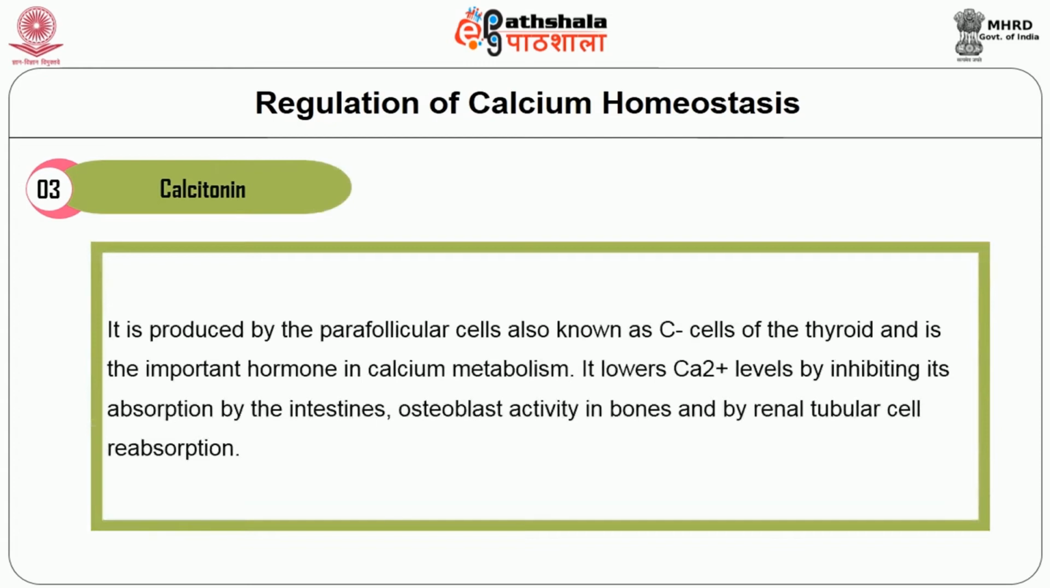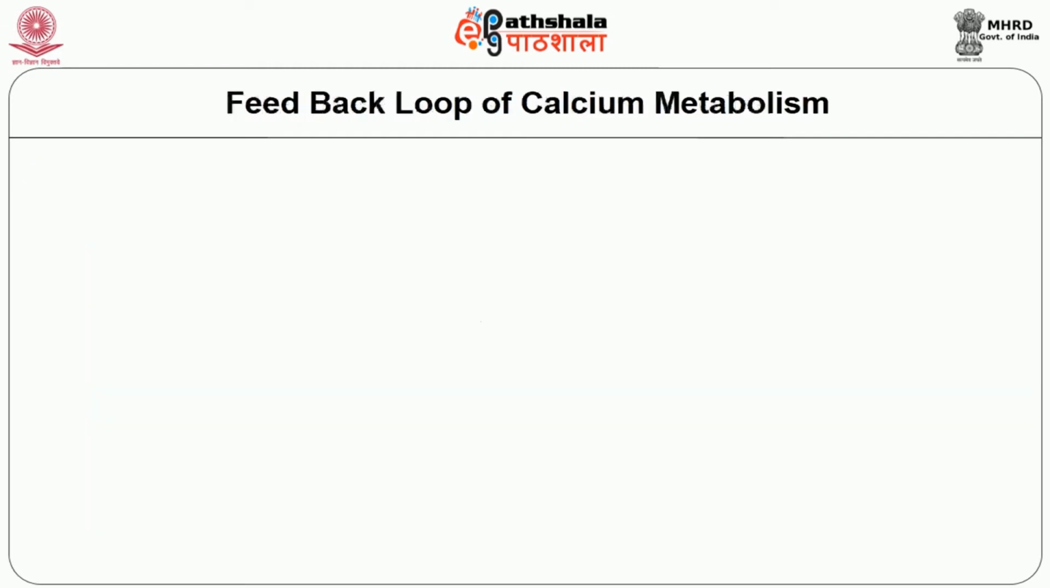The third and the most essential one is calcitonin. This calcitonin is produced by parafollicular cells, also known as C cells, of the thyroid, and is the most important hormone for calcium metabolism. It lowers the calcium ion levels by inhibiting its absorption by the intestines. The osteoblast activity in the bones and the renal tubular cell reabsorption are also being initiated by calcitonin.